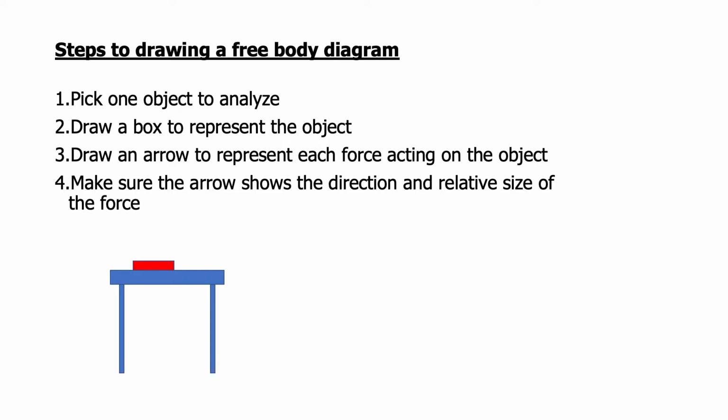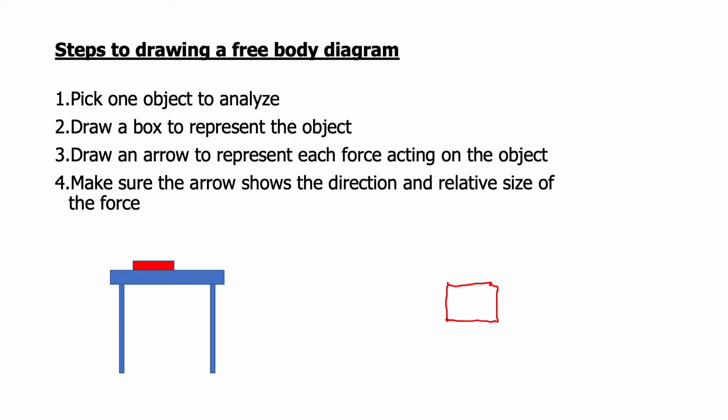The first one is to pick one object to analyze. For example, this is a table and there's a book on top of it. Let's say, for instance, we want to analyze the book on the top of the table. Then draw a box to represent the object. We will draw a box that represents the book, and then draw an arrow to represent each force acting on the object. If we are considering the book here, there are two forces acting on it.